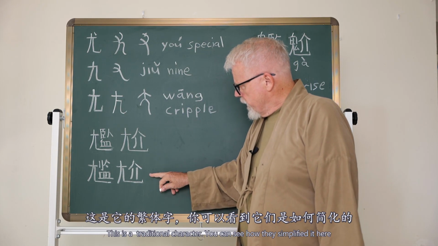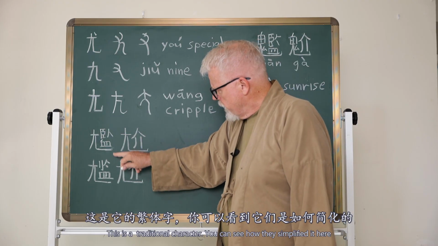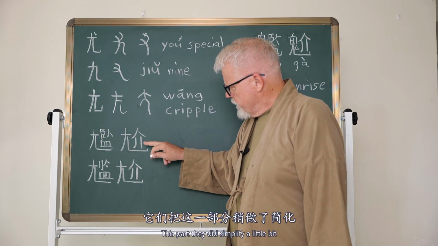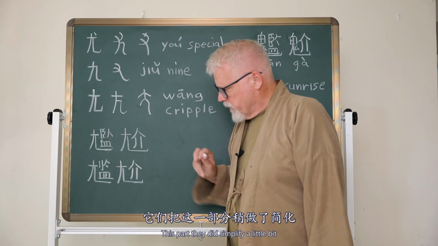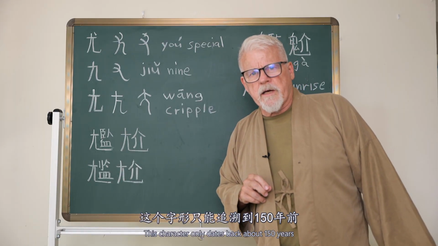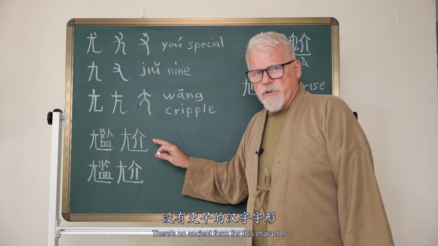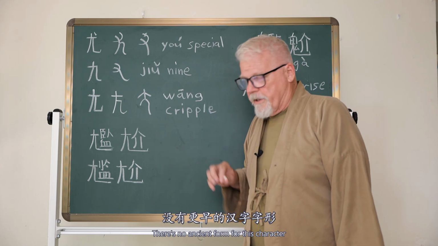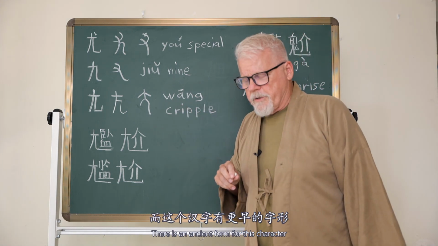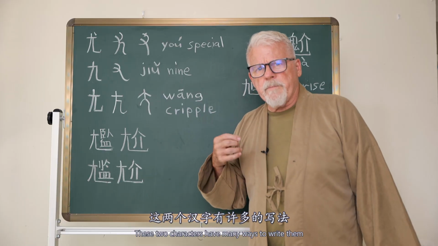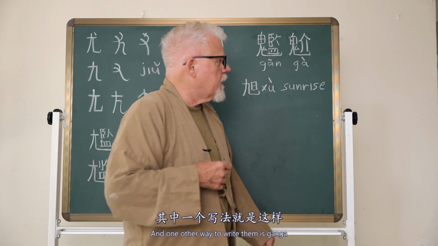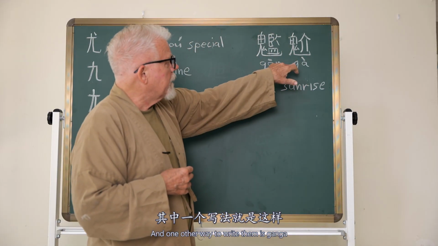This is the traditional character. You can see how they simplified it here. This part they didn't simplify. This part they did simplify a little bit. This character only dates back about 150 years. There's no ancient form for this character. There is an ancient form for this character. These two characters have many ways to write them. And one other way to write them is Ganga.